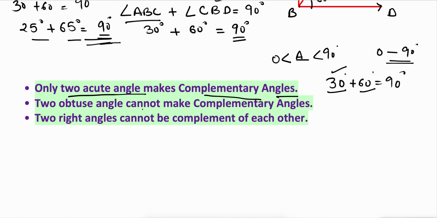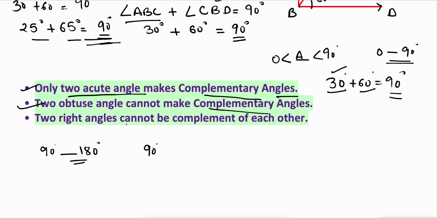Two obtuse angles cannot make complementary angles because the obtuse angle is in between 90 to 180 degree. It is greater than 90 degree. So if one angle is greater than 90 degree, how will the sum be equal to 90 degree? So two obtuse angles cannot make complementary angles.